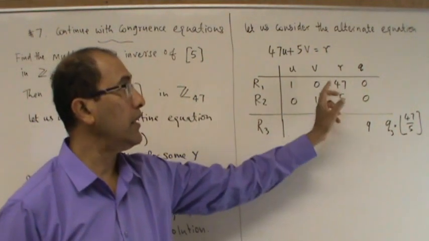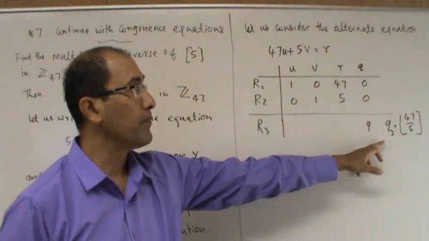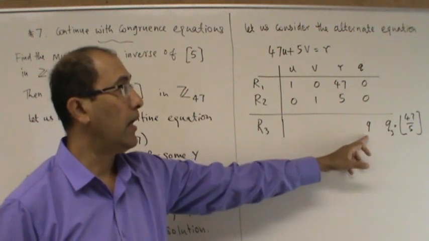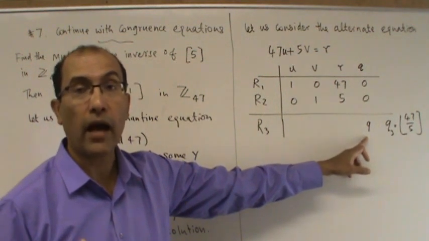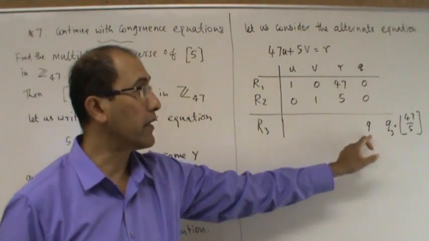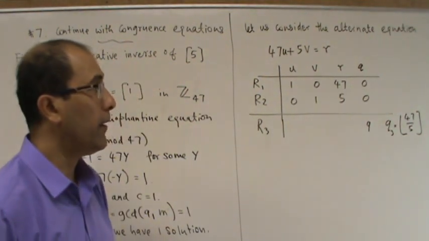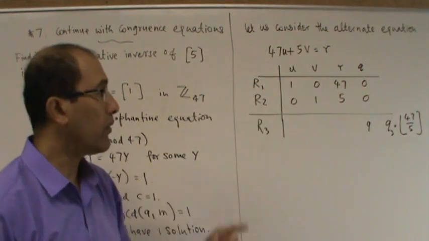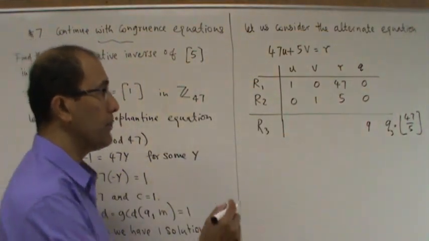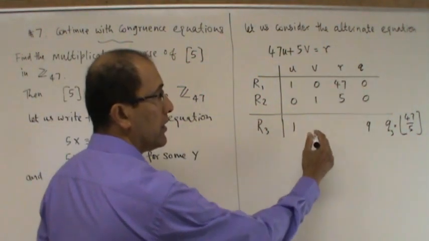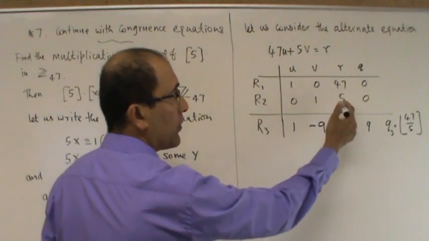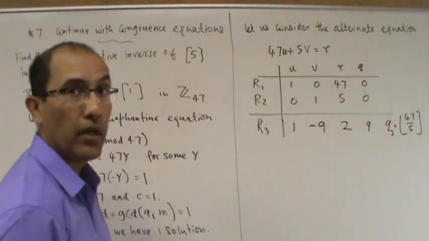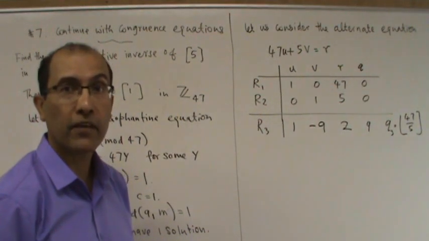And then for R3, we need to find Q3 first. To find Q3, we divide the two R values, and it's 9 point something. So Q3 is 9. That's the floor of that number. Once I know Q3, I can find R3 using R1 minus Q times R2. So you will get 1, you get negative 9, and 47 minus 9 times 5 is 2. So there you go. That's your first step.